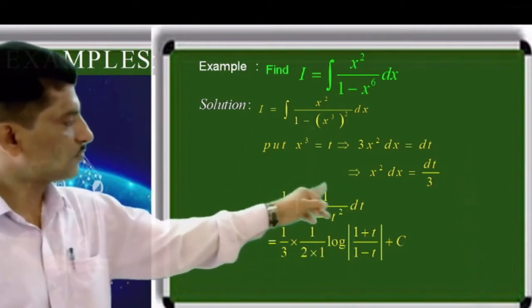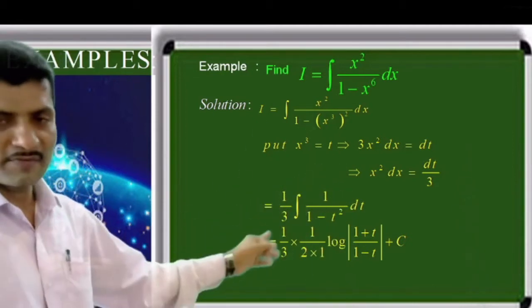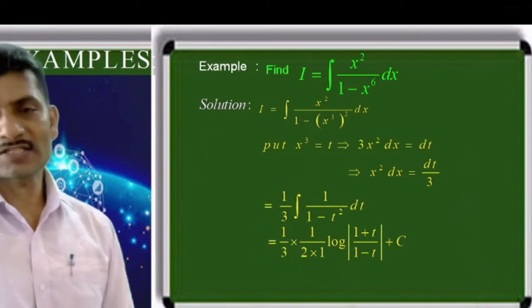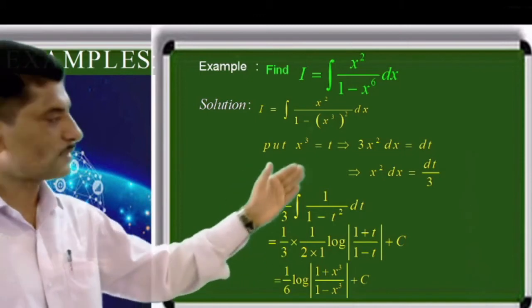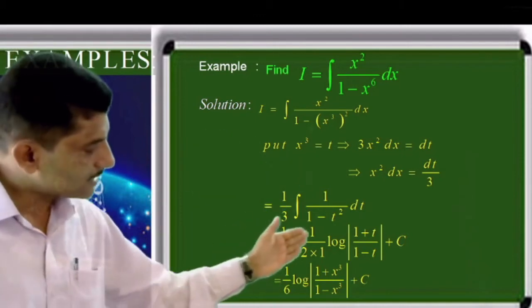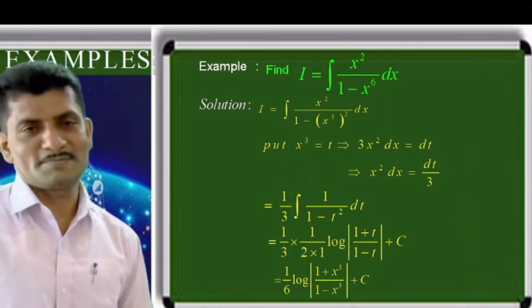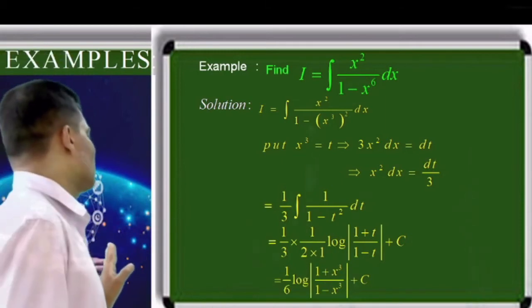The answers are given: 1 divided by 6 into log of (1 plus x square) divided by (1 minus x square) plus integral constant. Very simple problems for your paper.